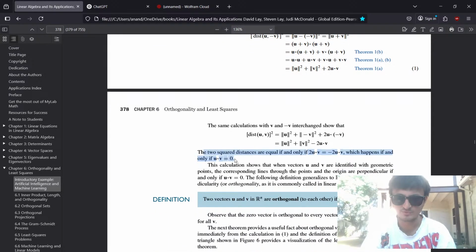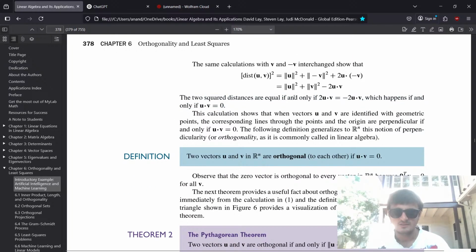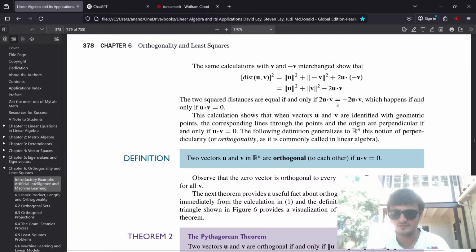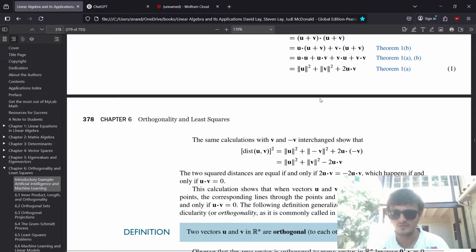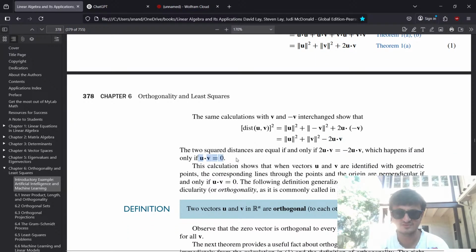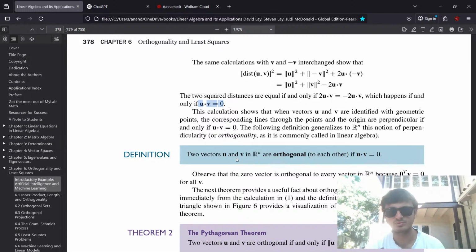Okay, yeah. So then you end up with this cool thing that the squared distances are equal if and only if 2 u dot v is equal to minus 2 u dot v, which happens if and only if u dot v is equal to 0. This calculation shows that when vectors u and v are identified with geometric points, the corresponding lines through the points and the origin are perpendicular if and only if the dot product is 0.